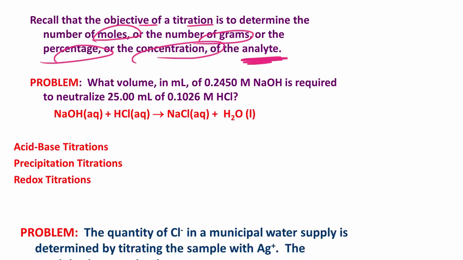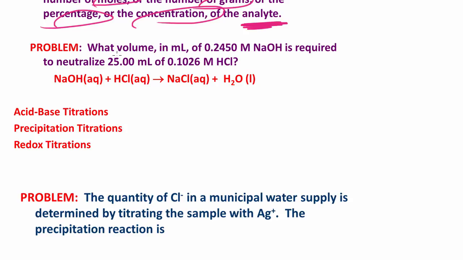So let's do a little problem here. What volume in milliliters of 0.245 molar sodium hydroxide is required to neutralize 25 milliliters of 0.1026 molar hydrochloric acid? First thing you need is your balanced chemical equation. And the only difference between this and the other problems we've done is we are using solutions. First thing we need to do is find out the number of moles of HCl and sodium hydroxide.